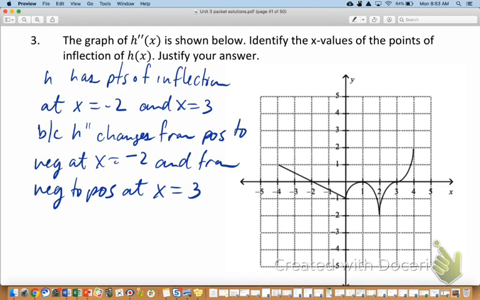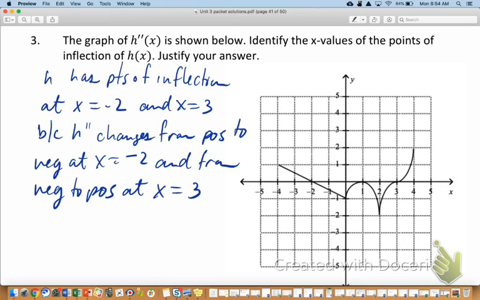Here it is. H has points of inflection at x equals -2 and x equals 3. Because H double prime changes from positive to negative at -2 and from negative to positive at 3. Did anybody include x equals 1 in the mix? If you did, somebody might have said, hey, at x equals 1, H double prime is 0. H double prime being 0 is not an indicator of an inflection point. H double prime actually has to change signs. So x equals 1 would be almost, but not.